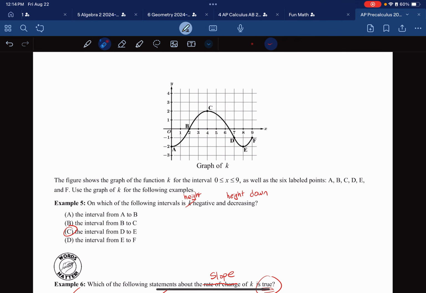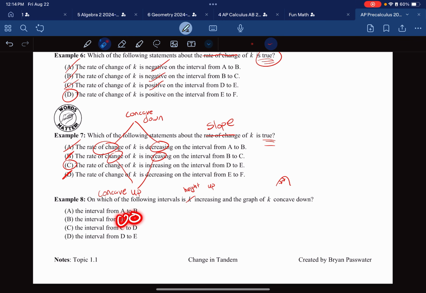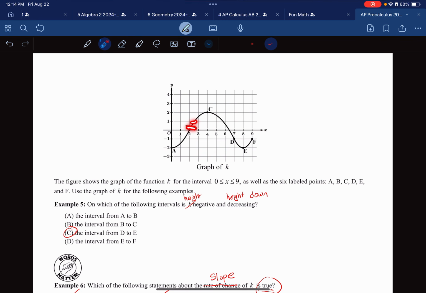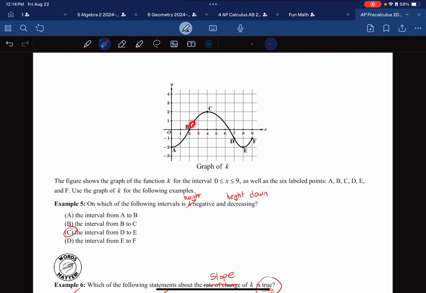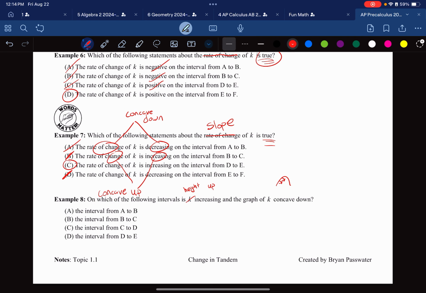Okay, height is going up, and I'm concave up. I need to be concave down. It's not that interval. Between B and C, is that an option? B and C is an option. Is the height going up between B and C? Yes. Am I concave down between B and C? Yes, I'm being pulled down by the force of gravity. So we have between B and C. That's the correct answer. Let's just check the rest of them.